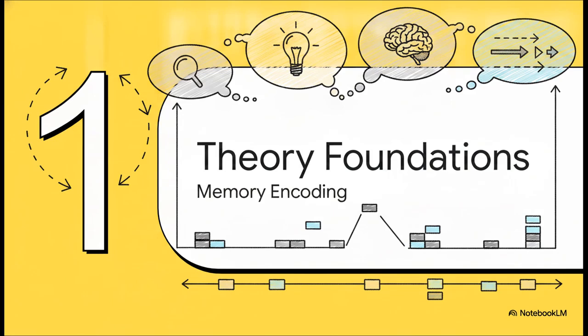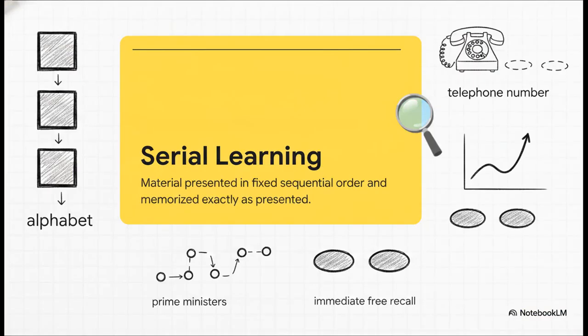Section 1. Theoretical Foundations of Memory. Okay, let's dive right into this by first establishing our theoretical framework. To understand why a participant remembers certain words and forgets others, we have to start by defining serial learning. This is a learning situation where material is presented in a fixed sequential order, and the learner has to memorize the items in exactly that presentation order. Think about learning the alphabet or memorizing a telephone number.